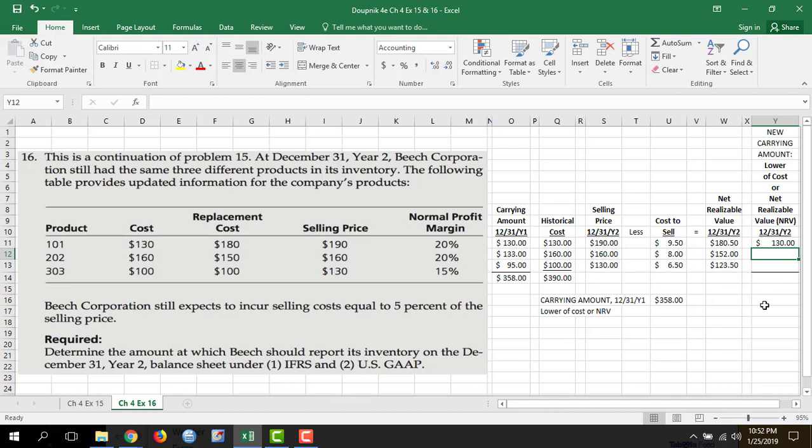For product 202, historical cost is $160. Net realizable value is $152. So the lower of those 2 is $152. And then finally for product 303, historical cost is $100 and net realizable value is $123.50 at the end of year 2. The lower of those 2 values is $100. Then I'm going to sum up those 3 values to get the new carrying amount of $382.